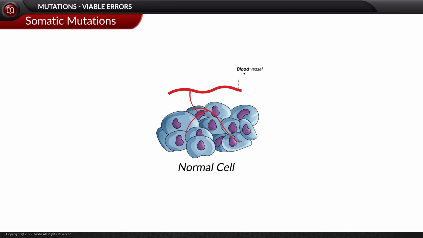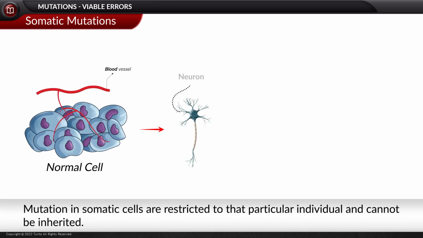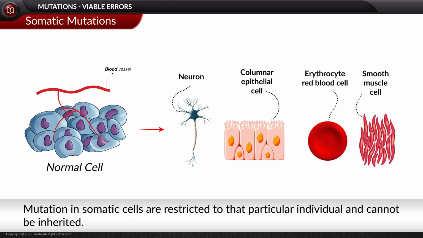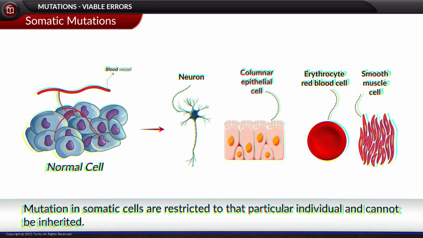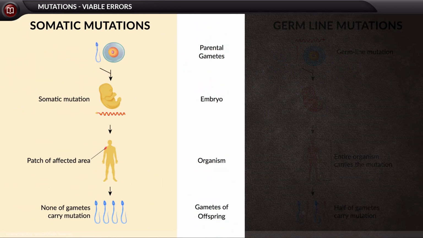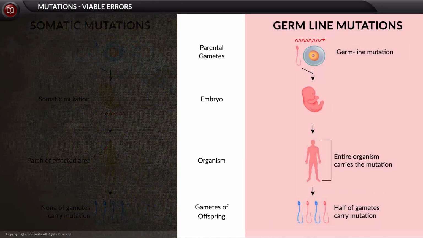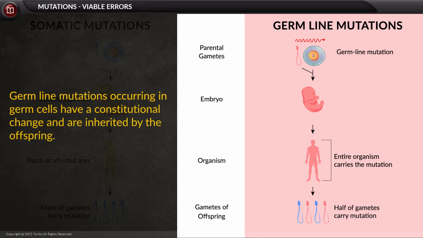Somatic mutations occurring in somatic cells, such as in neurons, epithelial cells, red blood cells, muscle cells, etc., alter the DNA. Somatic mutations cannot be inherited by the next generation. Why? Since somatic cells are vegetative, changes due to mutations are restricted to that particular individual and cannot be inherited. On the other hand, germline mutations occurring in germ cells have a constitutional change and are inherited by the offspring.